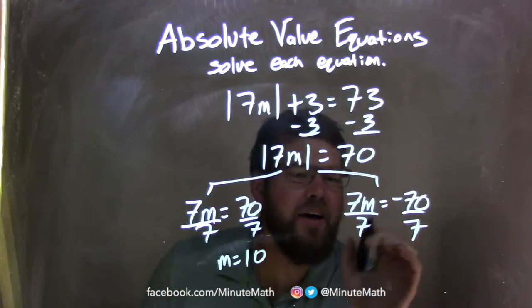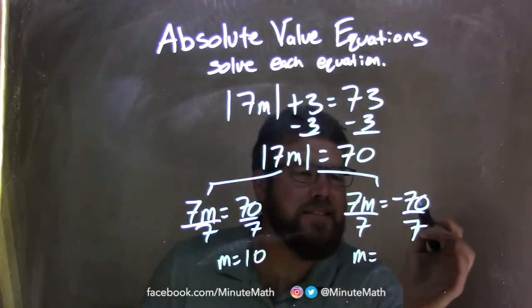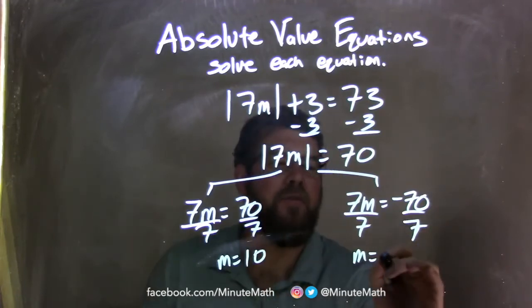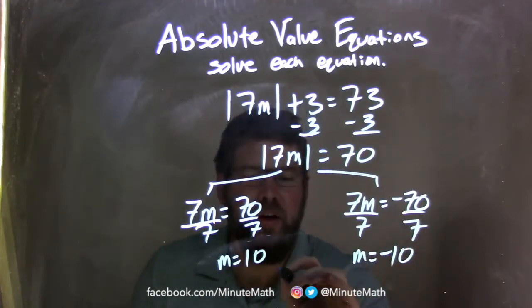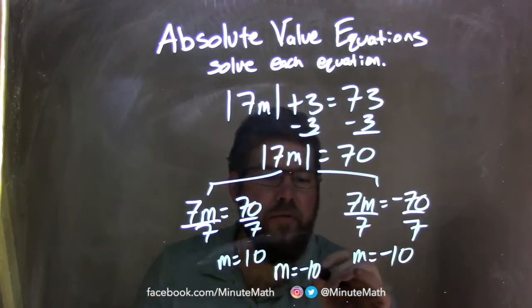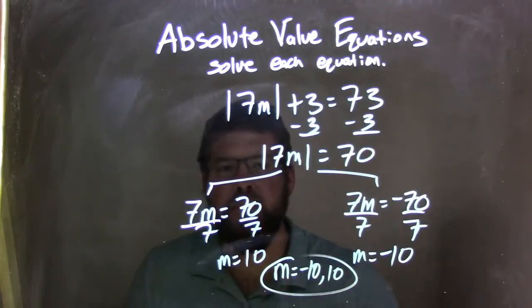And m equals here, negative 70 divided by positive 7. Negative divided by positive is negative, so we have negative 10. And so my two answers, to make it look nice and neat here, is negative 10, lower number first, and positive 10. And there we go.